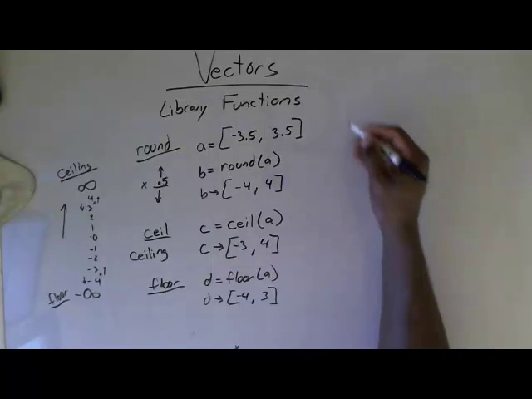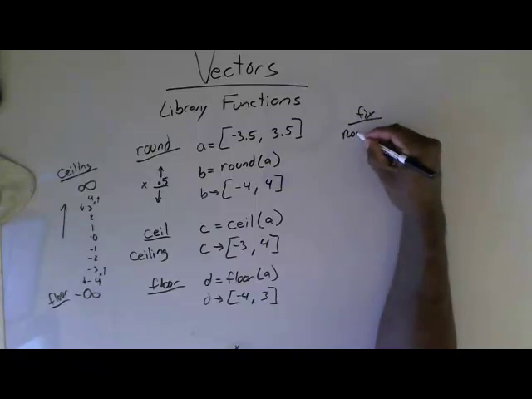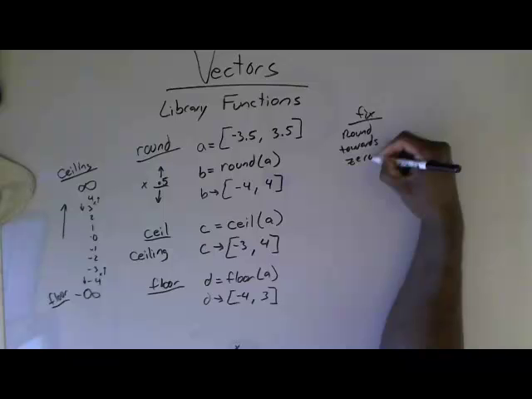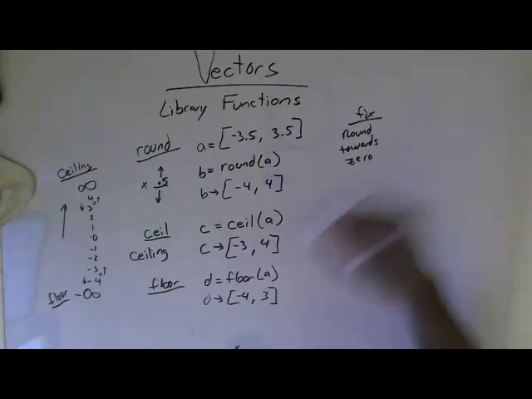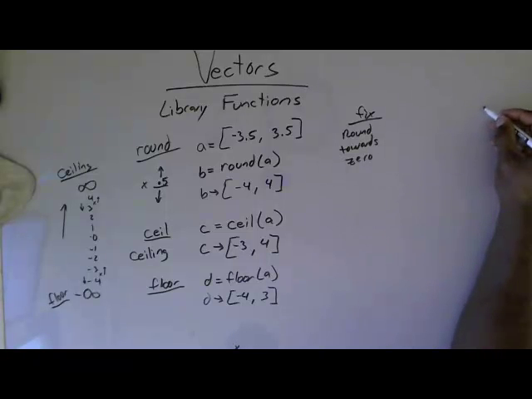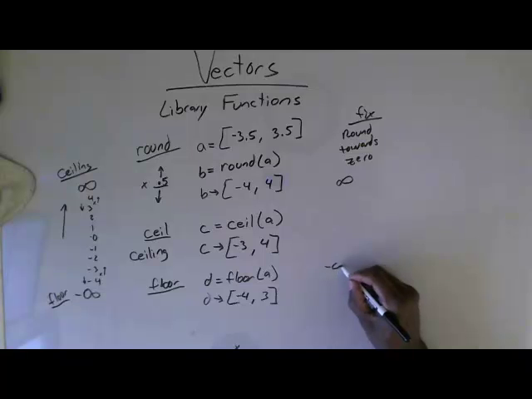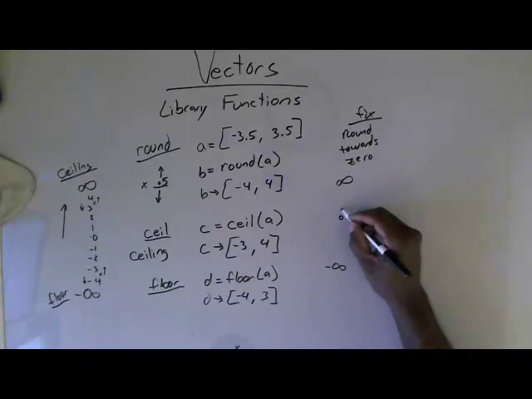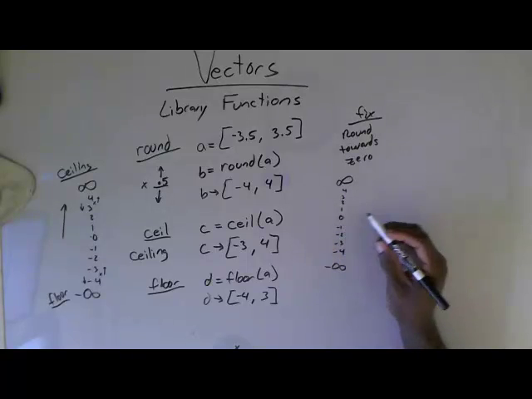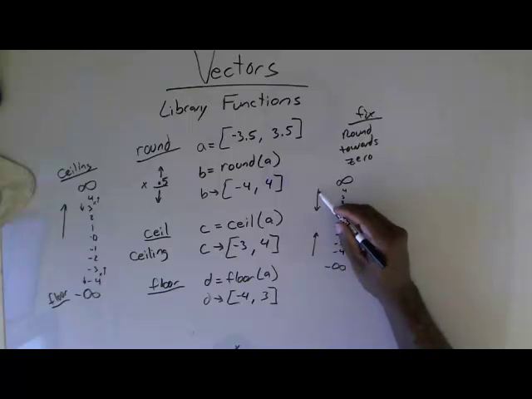The other one is fix, which is round towards 0. So instead of doing ceiling and floor, where there's an absolute up and down, round towards 0 does this. If you have, I guess the drawing would go positive infinity here, negative infinity here, with 0 in the middle. 1, 2, 3, 4, -1, -2, -3, -4. You're going to round always moving towards 0.